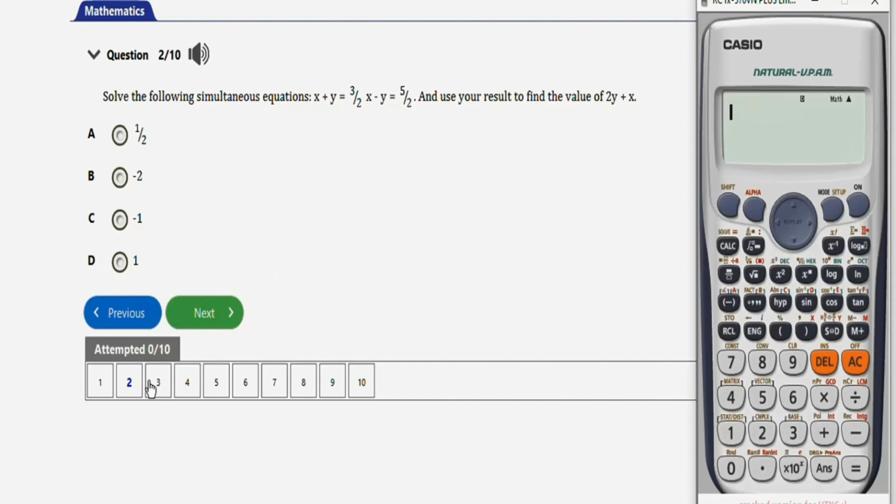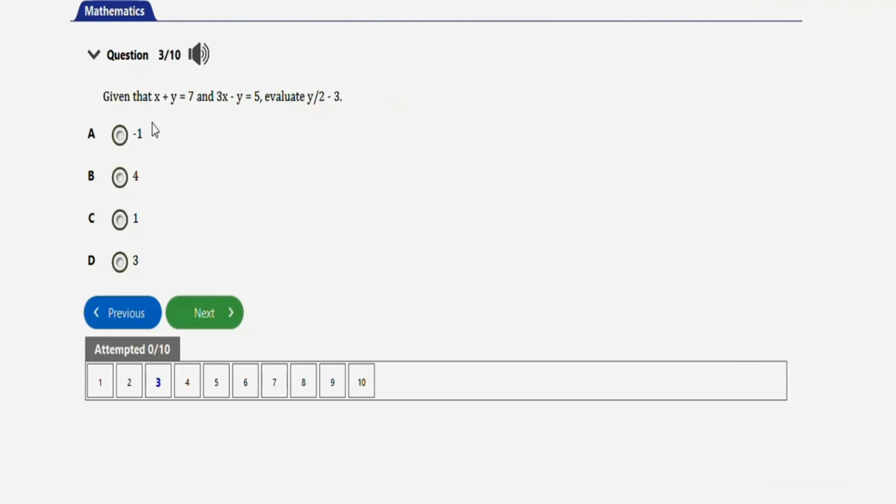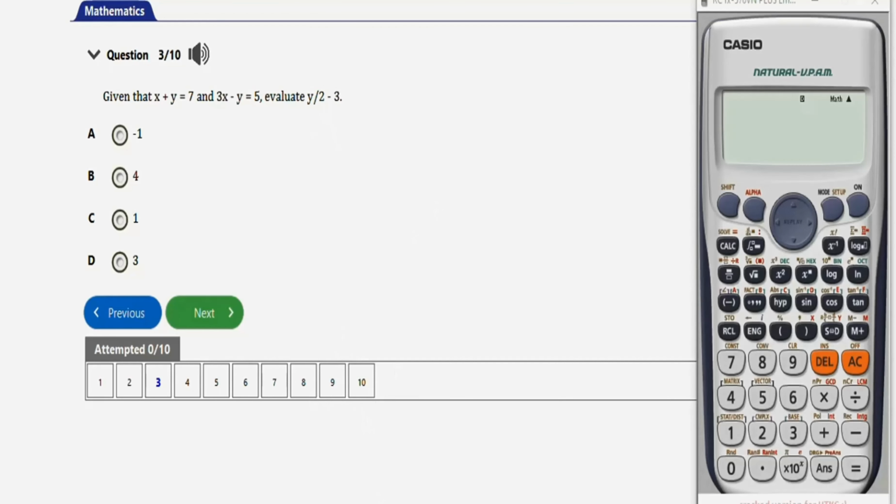Let's go to the next question, which is this one. It's given that x plus y equals 3 and 3x minus y equals 3. Evaluate y over 2 minus 3. Let's use the calculator as well. For this question, let's go back to equation mode, option 5, then 1. The coefficient of x is 1, and y is 1 as well for equation 1. The constant is 7. Then for the second equation, 3x, that's 3.